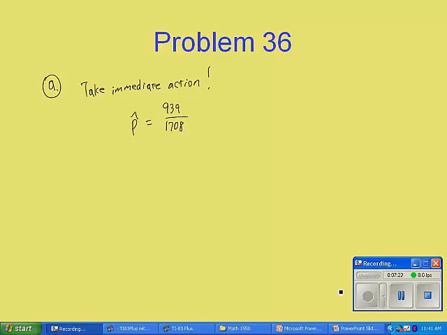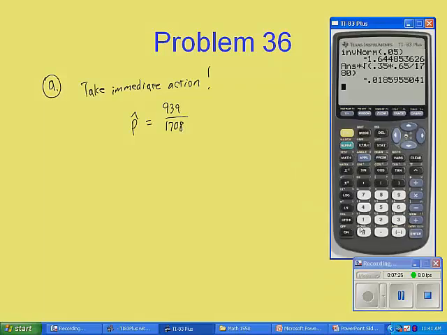Well, they did a study. How many people were surveyed? 1708. How many said yes, take immediate action? So I guess my question is, what's p hat? Yeah, here, no, p hat is 939 out of 1708. I think that's more than 50%, right? 55%? Okay, so it's 55%.